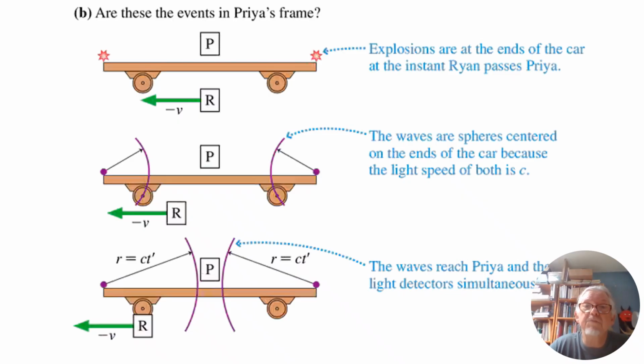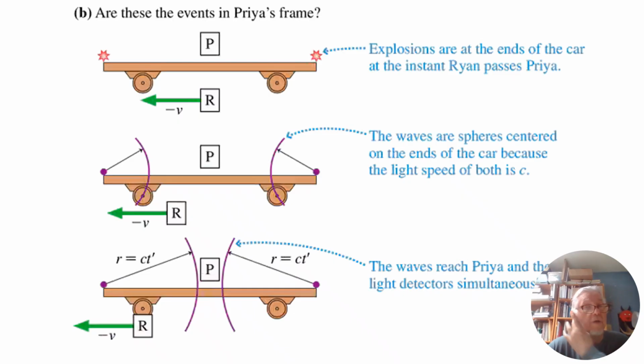If we assume that the explosions occur the instant Priya's in a fixed reference frame, from her point of view she's not moving. Ryan is moving past her to the left. And if we assume that those explosions occur simultaneously when she passes Ryan, then those two points are fixed in her reference frame at the end of the cart, and the light will reach Priya and the detector consequently at the same time.